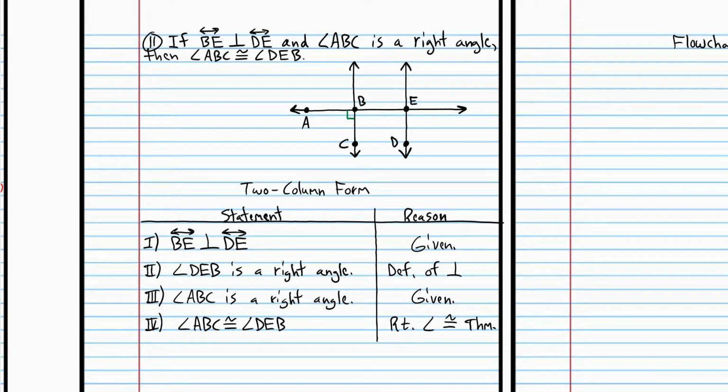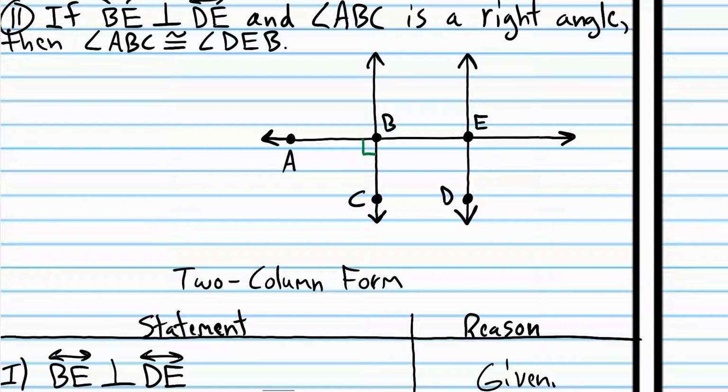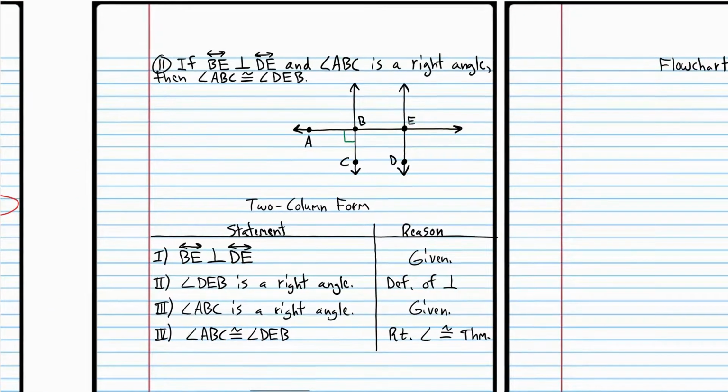So we're also told that ABC is a right angle, and that's what that square is down there. Probably can write that a little bigger. And we need to prove that angle ABC is congruent to angle DEB. So we need to prove that this angle is congruent to this angle.